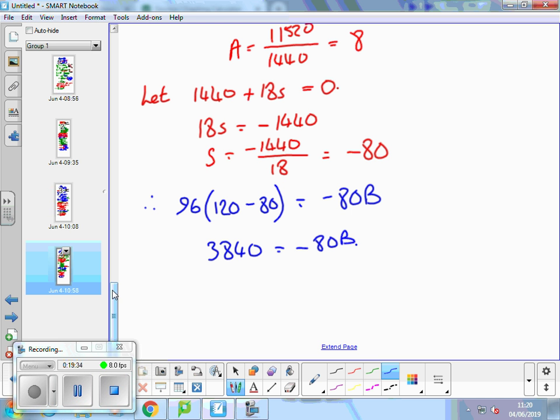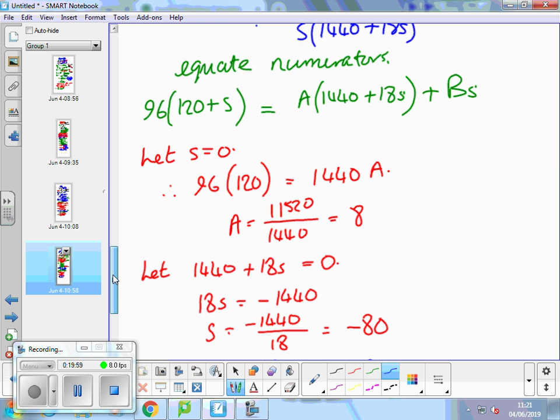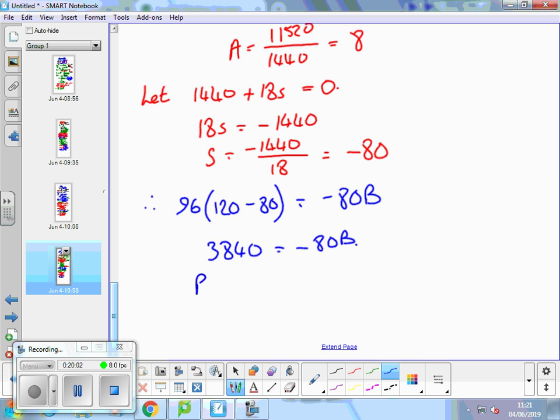No, because you've got rid of A by saying that the bit in the brackets is equal to 0, then A times 0 is 0. So that's why you do that. You make initially S equal to 0 to get rid of the B term, and that allows you to calculate what A is. And then you let that bracketed term equal 0, find out what S is and apply it to that side to find B. B equals 3840 over minus 80.